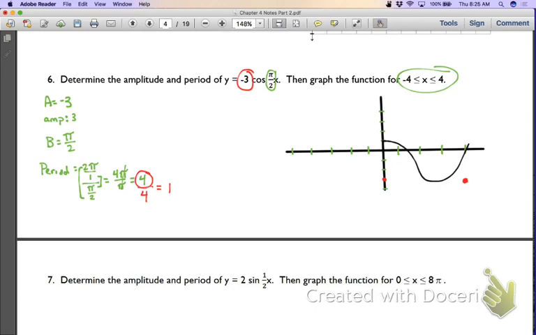But in this case, it's going to peak at 2. It's going to cross here at 0. And it's going to look something like this. Everything's still going to fit. 0, boom.